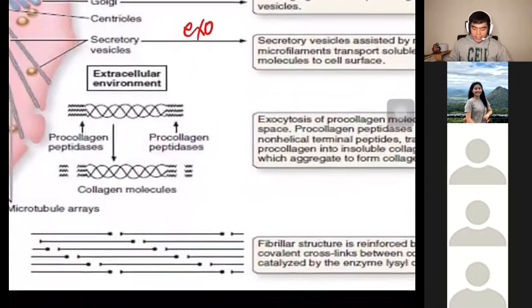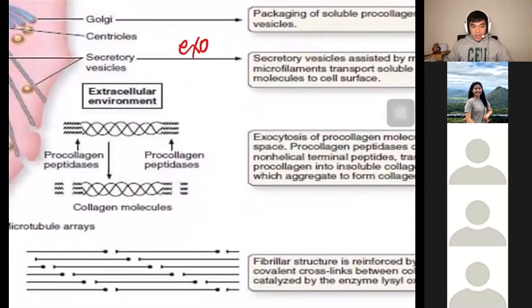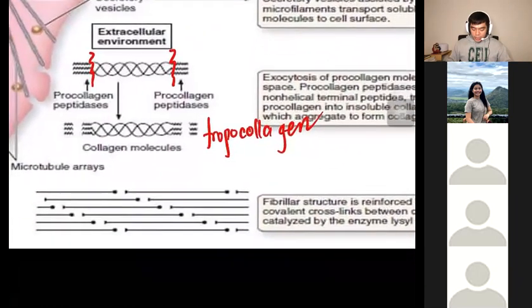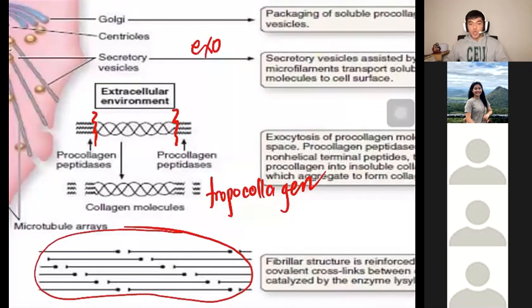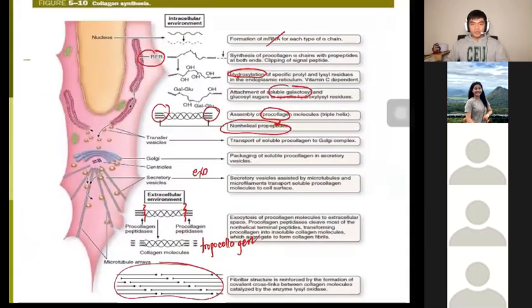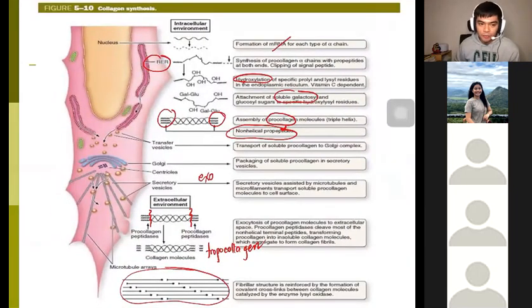May tatarget bang enzyme doon sa pro-collagen? Yes. Anong gagawin ng enzyme? Puputulin niya yung nasa gilid. Okay? Kaya nga, peptidase yung tawag. And therefore, magkakaroon ng tropocollagen. And then, pag may tropocollagen, meron nang cross-linking. Kaya, strong na ang na-form na collagen. So that concludes our discussion on the synthesis of collagen.